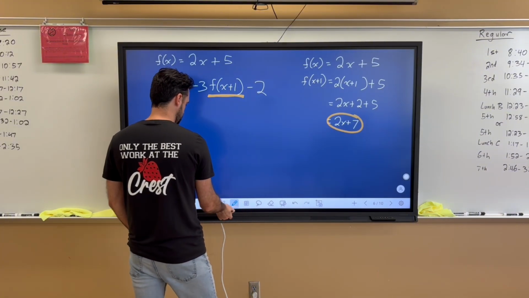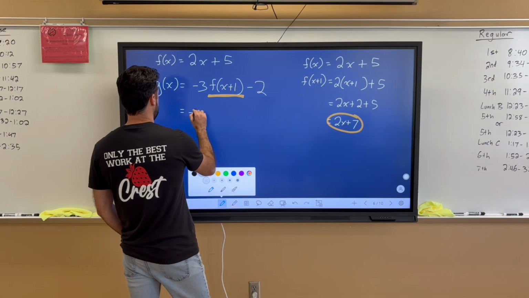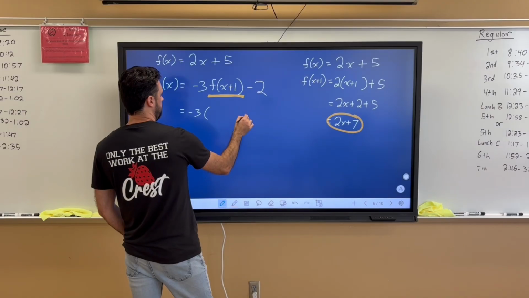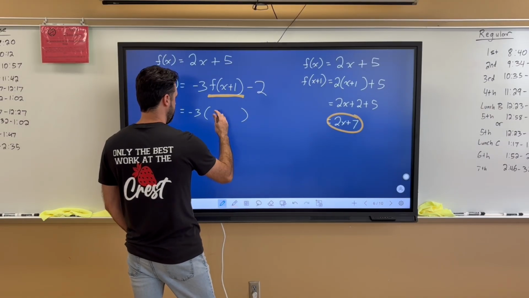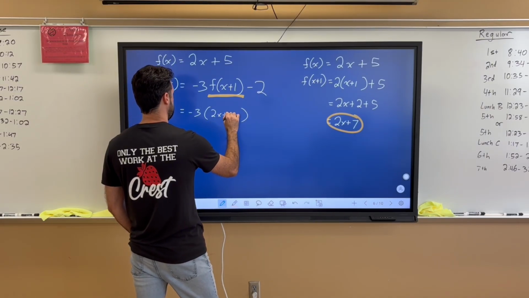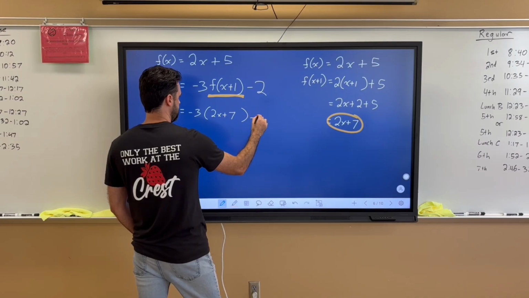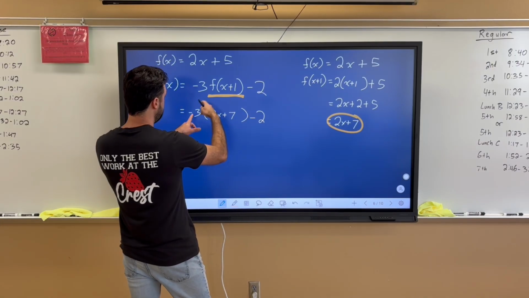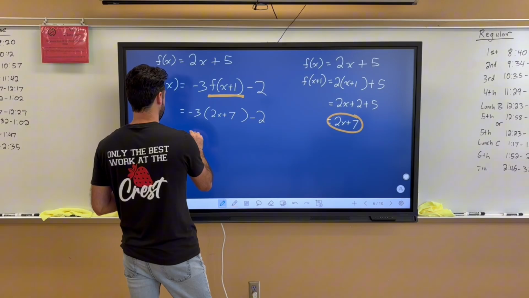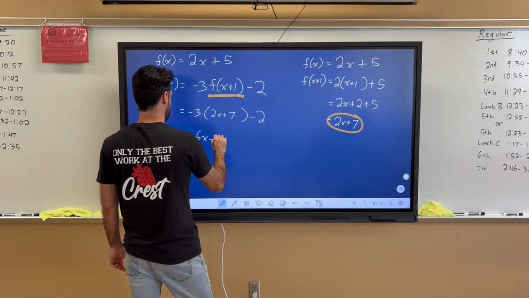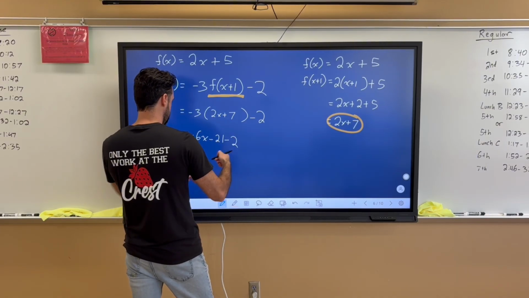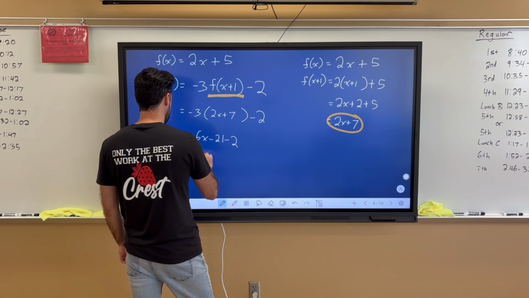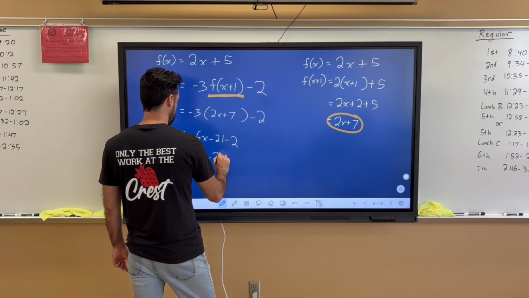So now we can replace f of x plus 1 with what f of x plus 1 is equal to. So I'm going to come back over here, and we still have a negative 3. Where there was this, we're going to plug in that 2x plus 7, and then we still have the minus 2. And so now we're going to distribute that negative 3 again. And then there's two like terms to combine to just a negative 23 at the end.